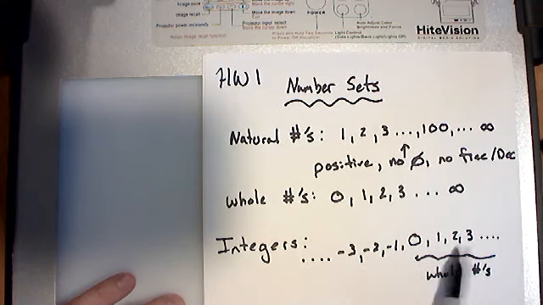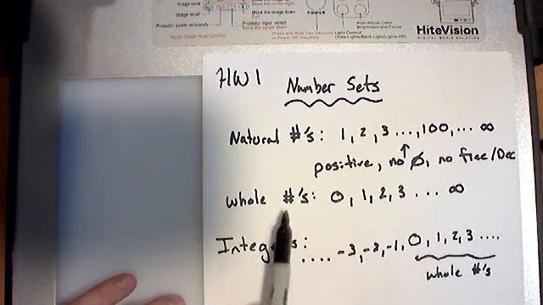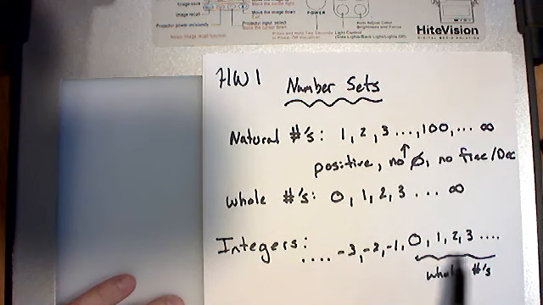So again, 0, 1, 2, 3, no fractions, no decimals. We still haven't talked about that. We're just taking what we had a minute ago with the whole numbers, 0, 1, 2, 3, et cetera, out to infinity. And now we're going the other way, 0, -1, -2, -3, out to negative infinity.